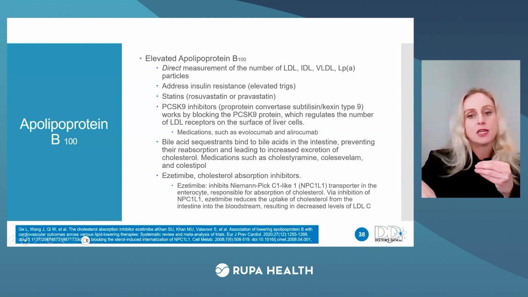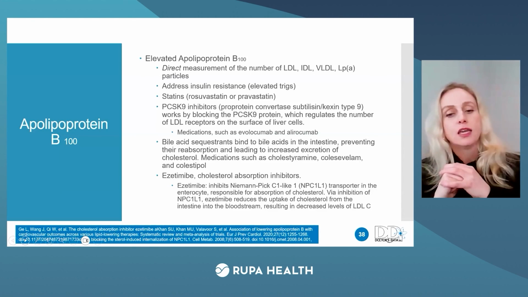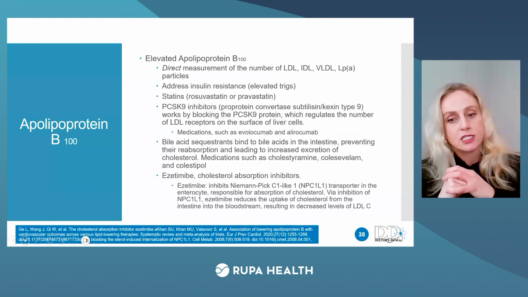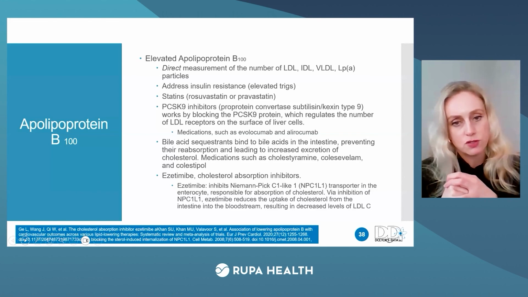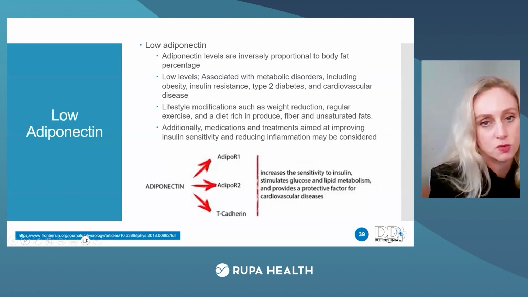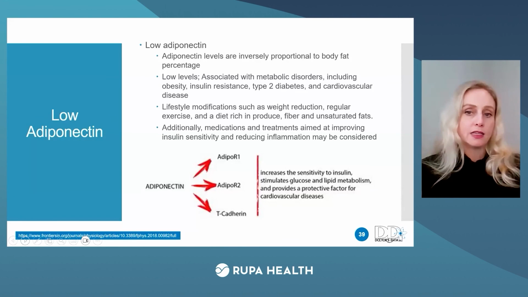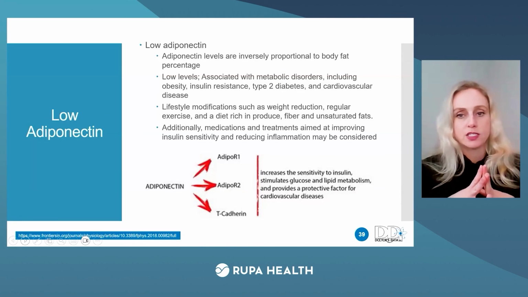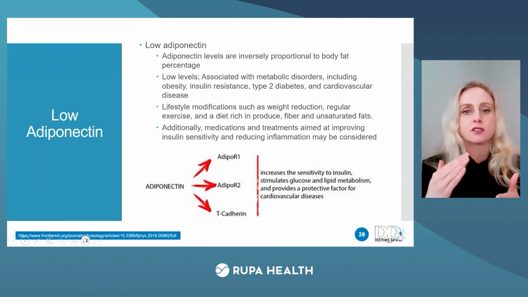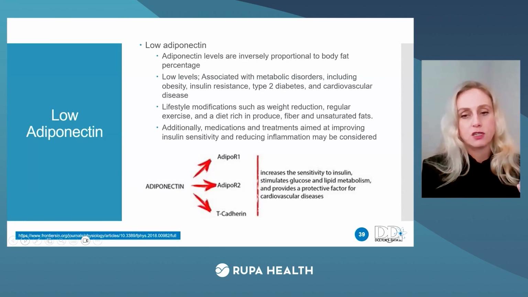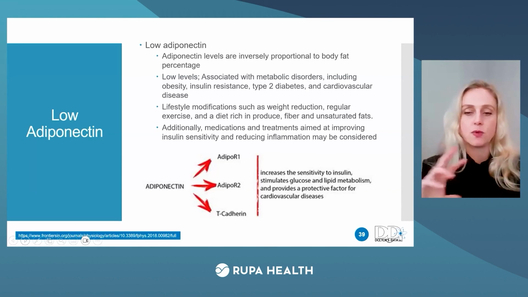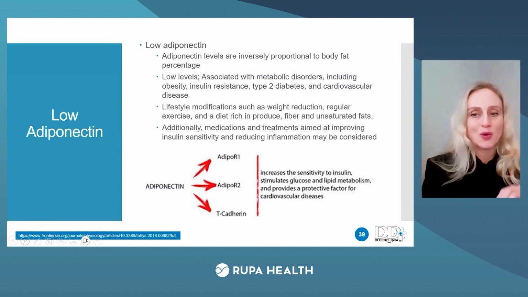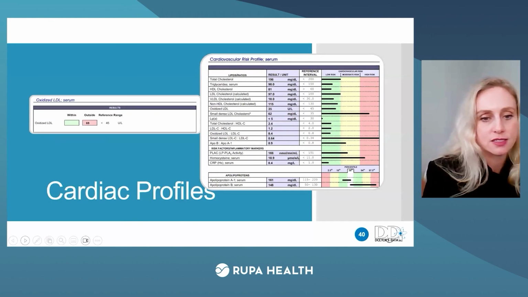And then ezetimibe is a medication that can work to influence the absorption of cholesterol in the enterocytes, leading to decreased levels of LDL cholesterol. So those are medications that may be of interest as well. Last but not least, the low adiponectin. We know that this is associated, again, with type 2 diabetes, cardiovascular disease. The patient needs the lifestyle changes that we talked about, weight reduction, produce, fats, things like that. Okay? Address insulin resistance. All right.